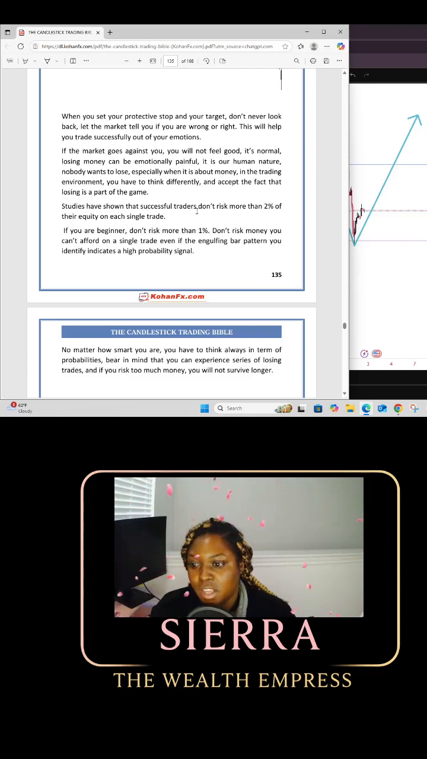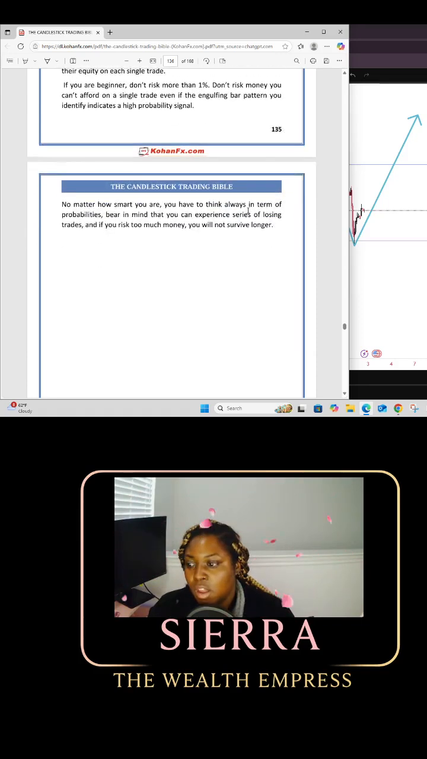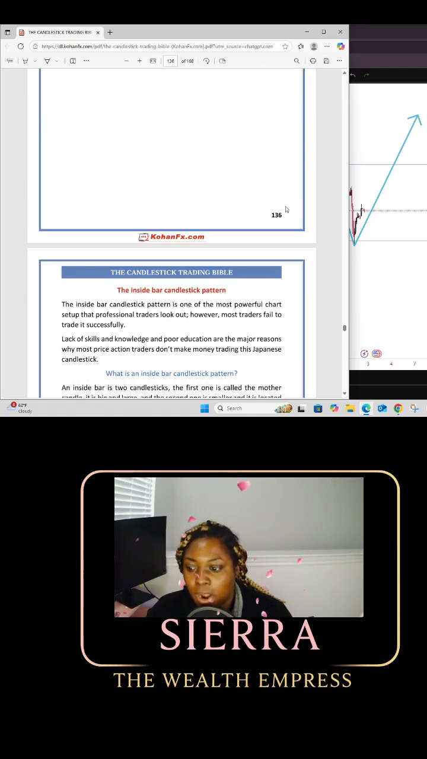Studies have shown that successful traders don't risk more than 2% of their equity on each single trade. How much you risk depends on you, your risk tolerance, you know? If you're a beginner, don't risk more than 1%. Don't risk money you can't afford on a single trade, even if the engulfing pattern you identify indicates a high probability signal. No matter how smart you are, you have to think always in terms of probabilities. Yes, because trading is a probability game. Bear in mind that you can experience a series of losing trades, and if you risk too much money, you will not survive longer, right?